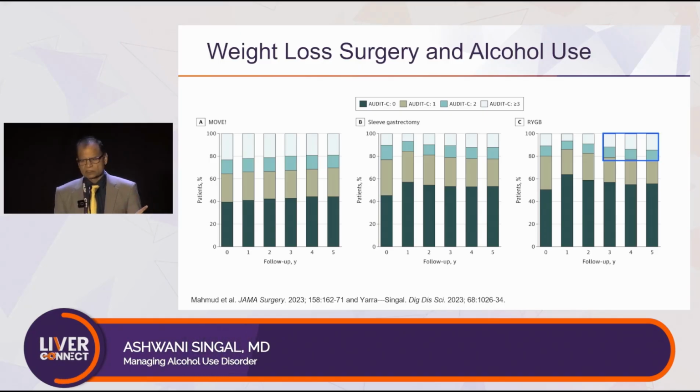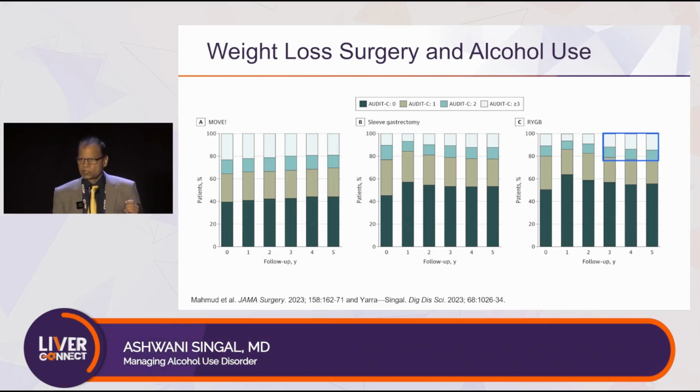On the left-hand side you see, and this is the veteran database or veteran study, the MOVE program, which is a kind of healthy lifestyle intervention in veterans. In the middle you see the sleeve gastrectomy patients, and on the right-hand side you see the gastric bypass procedure, the one which our patient underwent. What I want you to see is the green bar and the empty bars, which represent more severe alcohol use disorder compared to baseline when the procedure happened. At 5 years you see the moderately severe alcohol use increased in patients who underwent gastric bypass.